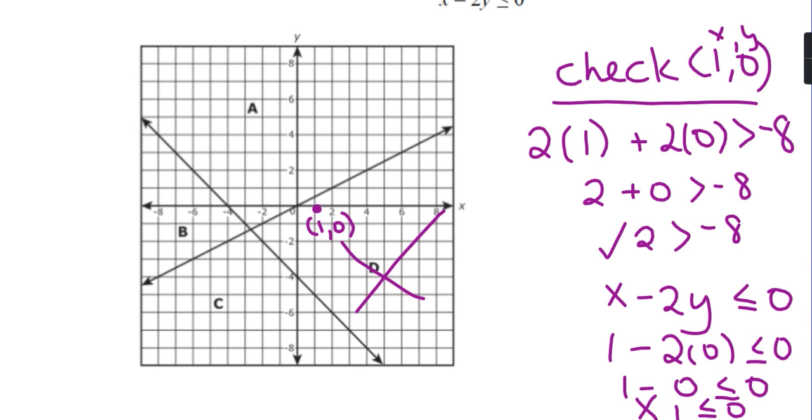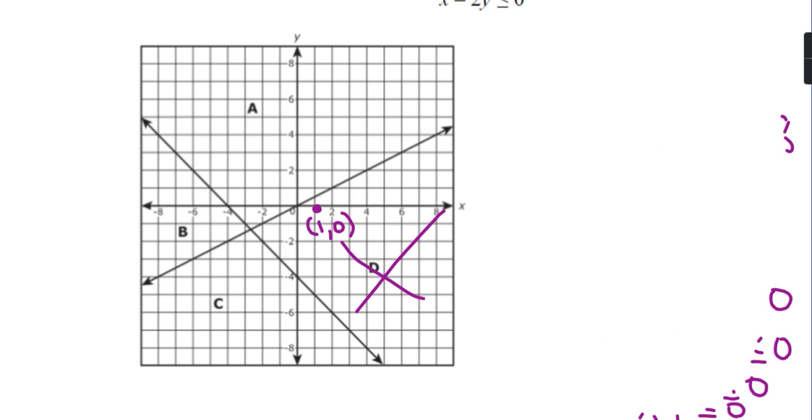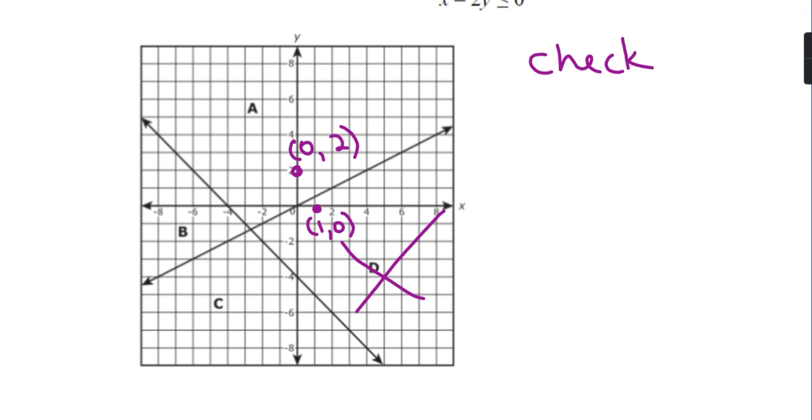Okay, so now let's move on to another region. I'm going to erase this. And I'm going to choose a point in region A. Region A, I'm going to take the point here. That's x is 0, y is 2. So now I'm checking 0, 2. X is 0, y is 2.